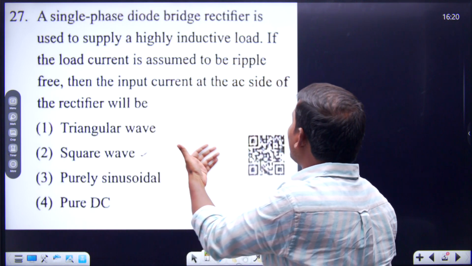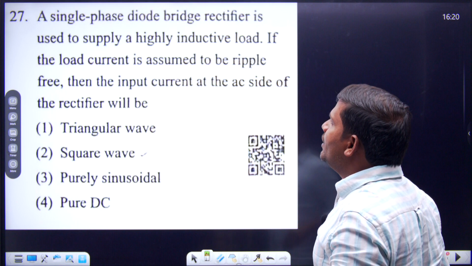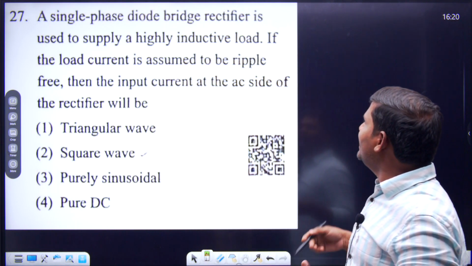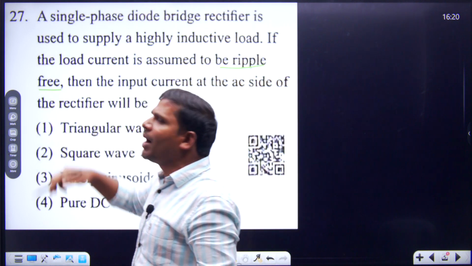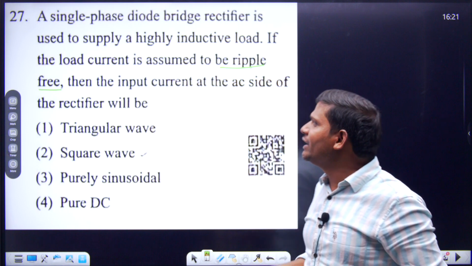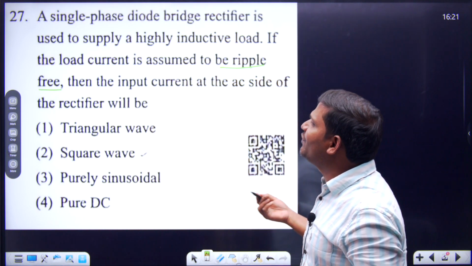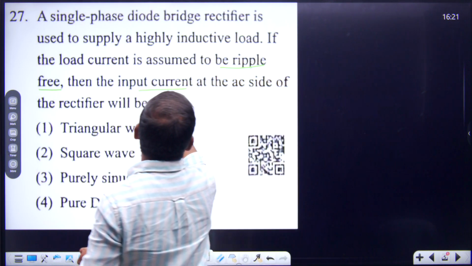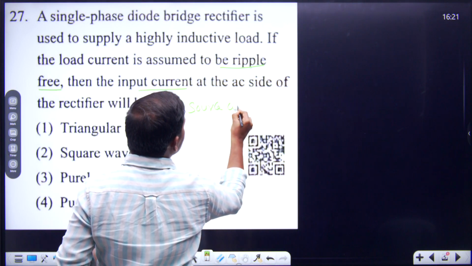A single phase diode bridge rectifier, again a diode bridge rectifier, is used to supply a highly inductive load. If the load current is assumed to be ripple free, that indicates continuous mode of operation. Then the input current at the AC side of the rectifier will be. The input current, in the sense which current, friends? You have to find the source current waveform.